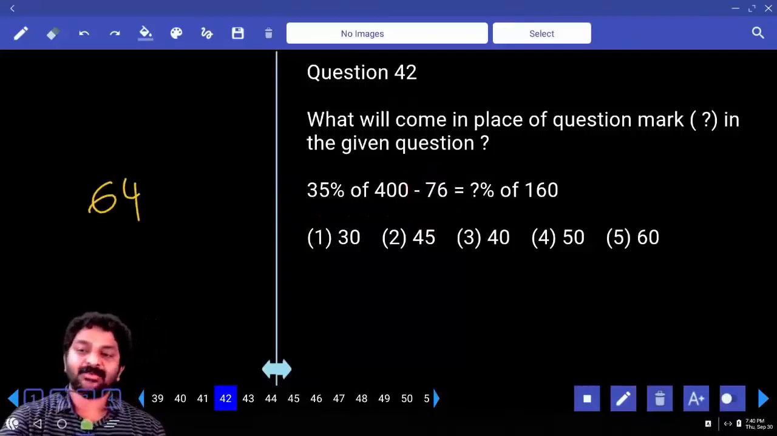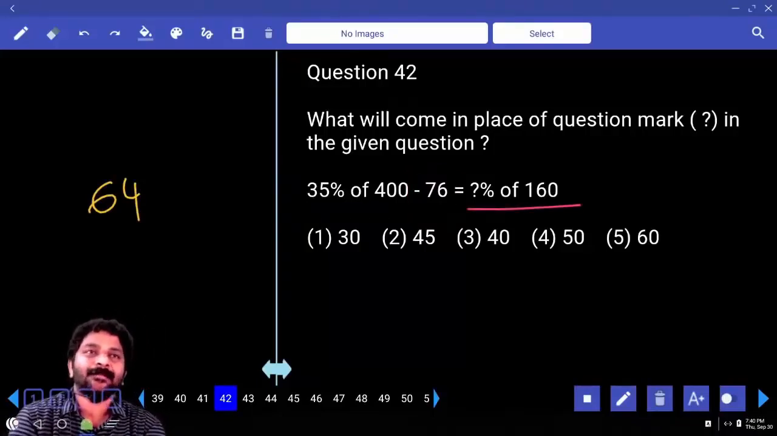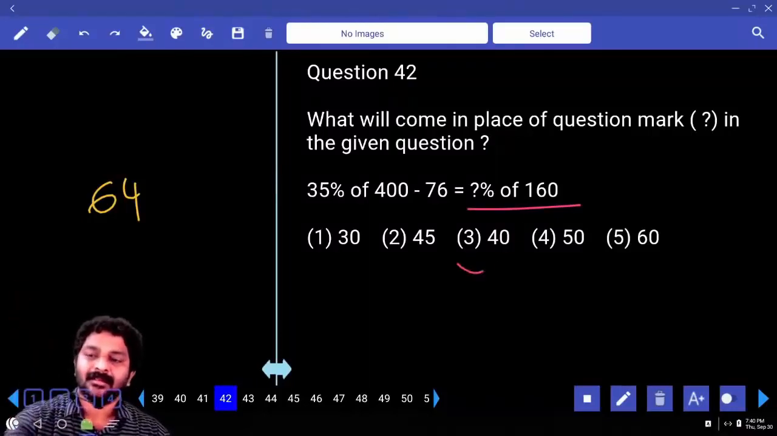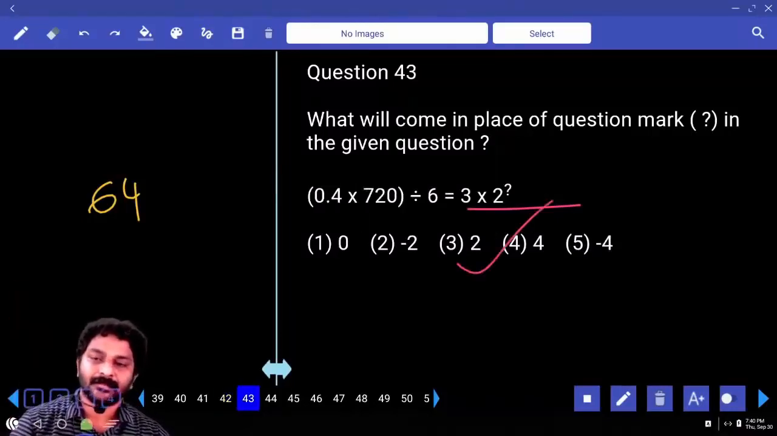64 is what percent of 160? Out of 160 what is 10%? Double. Again double. We got the number 64. 10% double double meaning 40%, third option.